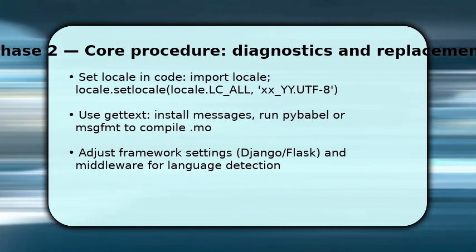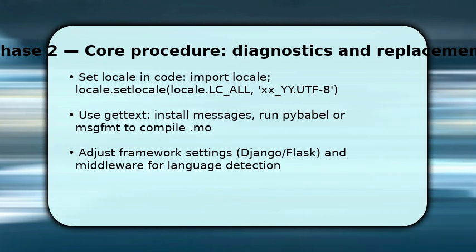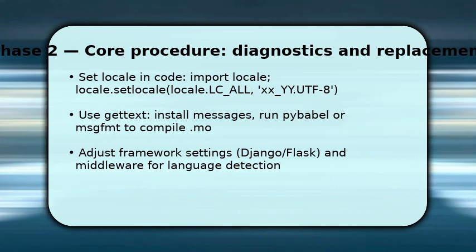For web frameworks, wire up middleware or context processors to detect user language and persist choice. That ensures consistent behavior across requests and components.